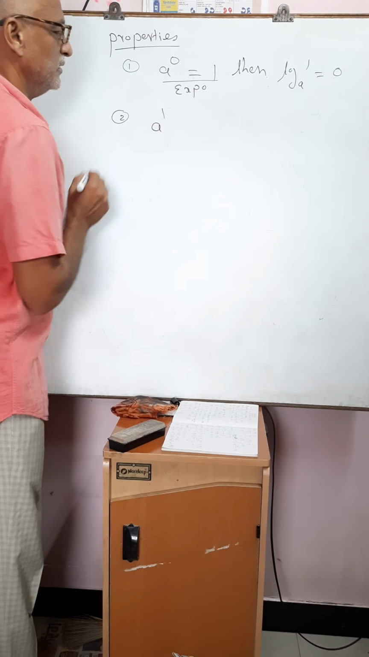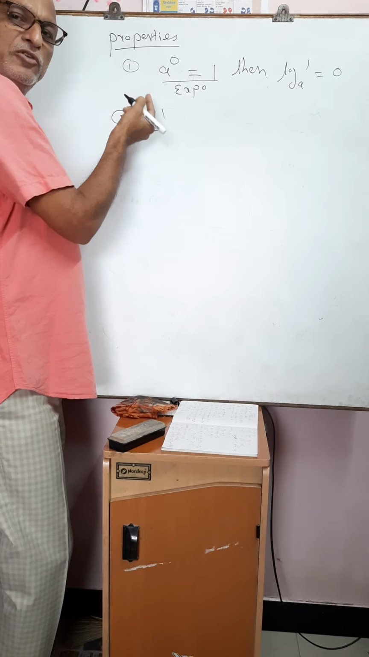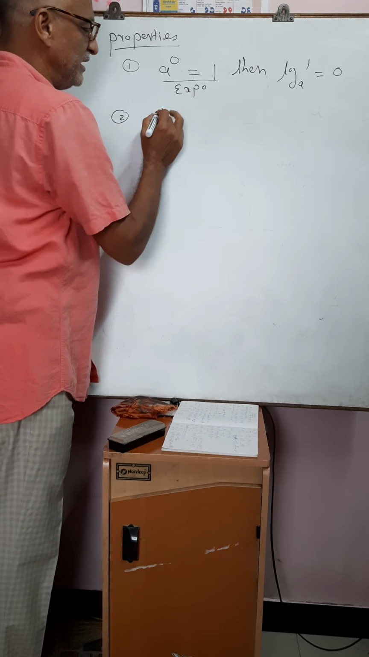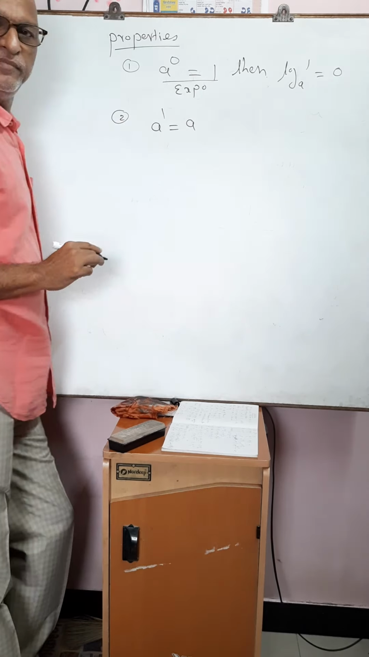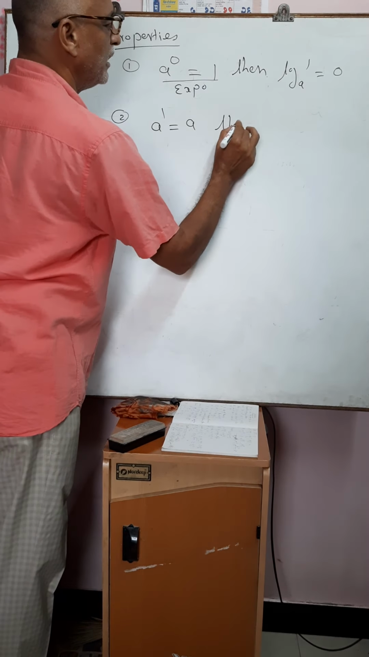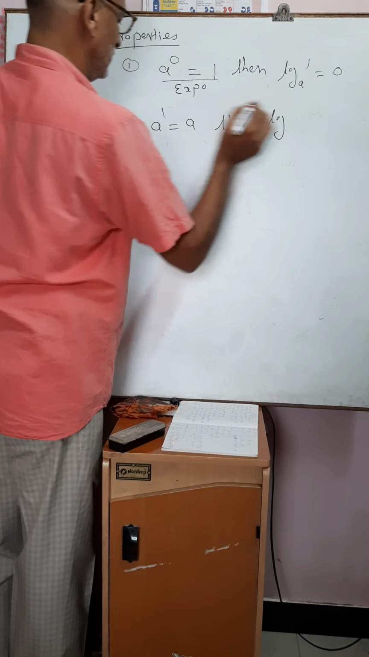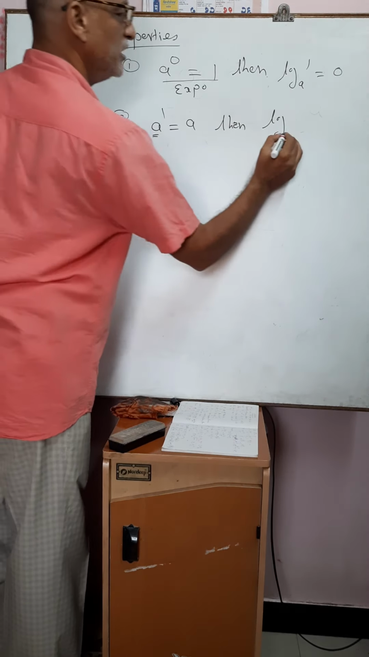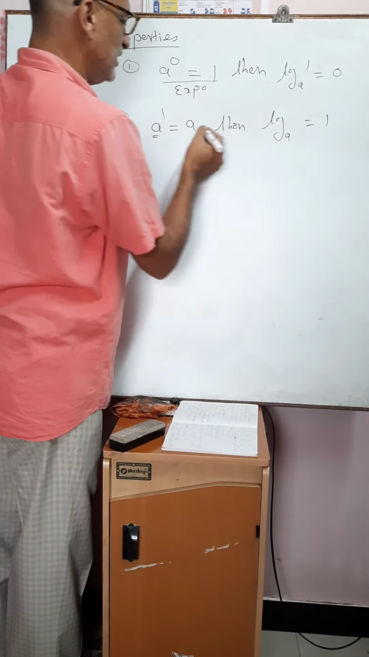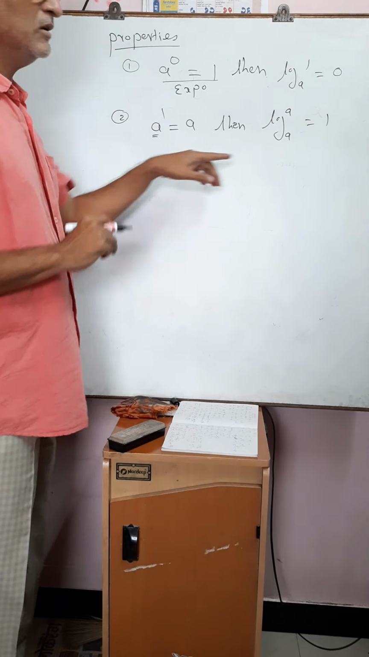a raised to 1. What is the value of a raised to 1? We know that any number raised to 1 is equal to the same number. That means a raised to 1 is equal to a. Then its equivalent logarithmic form is log of, the base is a. 1 goes on the other side, equals 1, and this a comes here. So log of a to the base a is equal to 1.